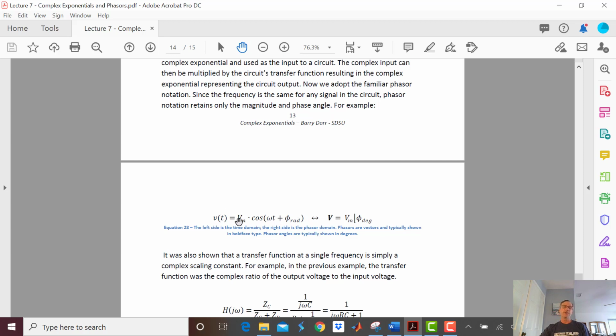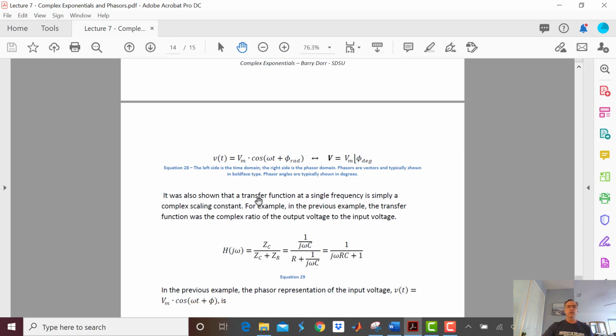So if we have Vmax, which is a peakier cosine, Vmax cosine(omega t plus phi in radians), we represent that with a boldface V equals Vmax at an angle of phase in degrees. Kind of strange, phasors use angles in degrees, get used to it.